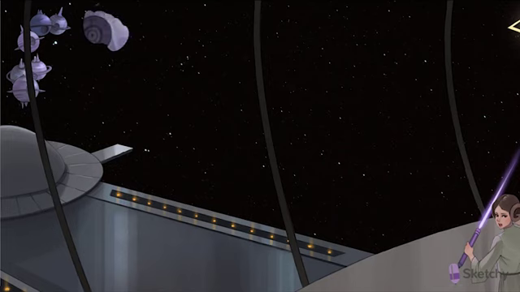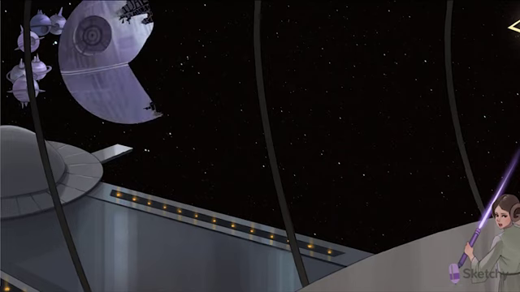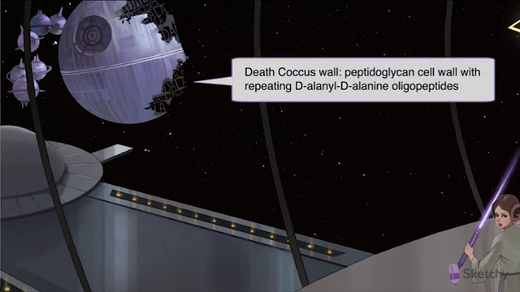You see that armored space station being built? The one with enough firepower to destroy an entire planet? That's the death coccus. Its structure will remind us of the bacterial cell wall, composed of a complex, cross-linked polymer of polypeptides and polysaccharides, peptidoglycan. Specifically, we're going to highlight the peptide structure that terminates with D-alanyl-D-alanine. Notice the repeating D-ala, D-ala architectural motif.